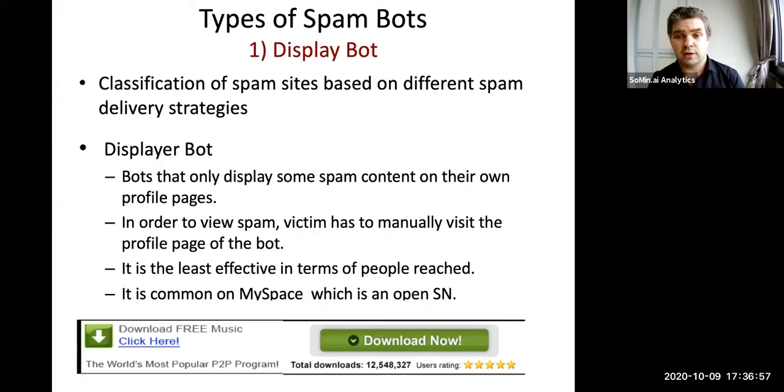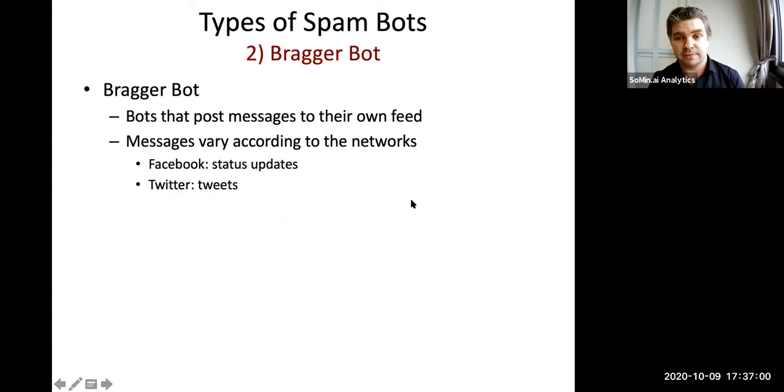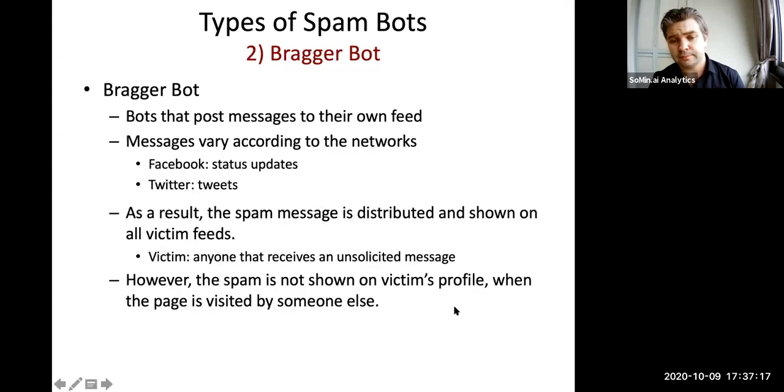But of course, they are also less harmful and less effective. So we have so-called bragger bots. Bragger bots post messages on their own feed, right? They put status updates on Facebook, they put tweets on Twitter, and as a result, spam messages get distributed. They also get shown on the victims' feeds, right? So you need to follow this bragger bot, and then after that you'll see the spam content.